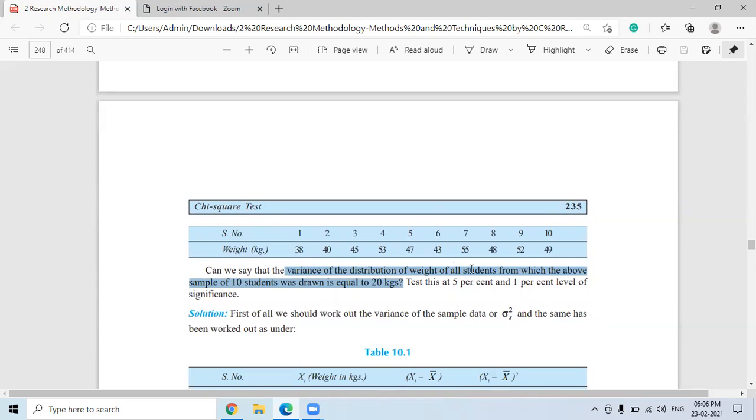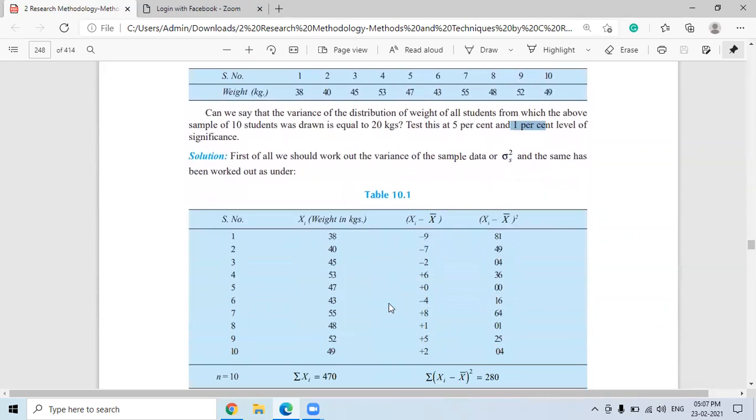This is the sample of weights of 10 students. So you have to check whether the variance of the distribution of weight of all students is equal to 20 kilograms. You have to test this at 5% level of significance and also at 1% level of significance.